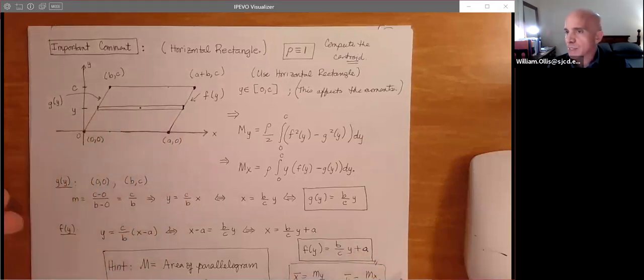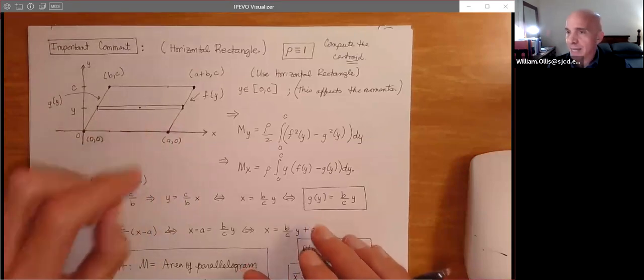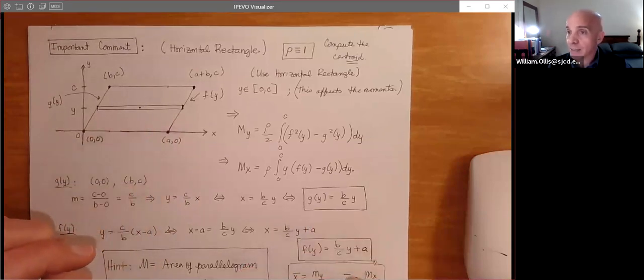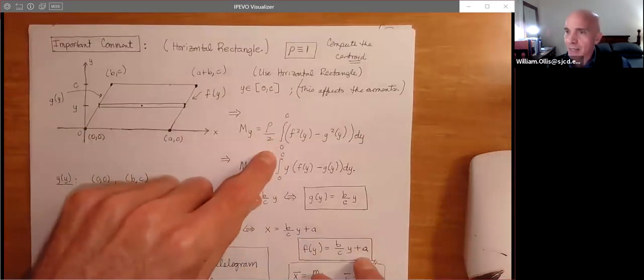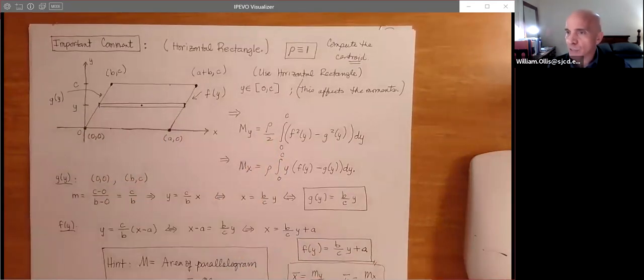And so there's another example in your WebAssign where you're actually doing an algebraic setup like I did during the lecture, where the rectangle will actually be oriented in a horizontal manner. And so you will have to make this change in your moment calculations. But it's not major. It's just, again, respecting the fact how we actually derive the formula.